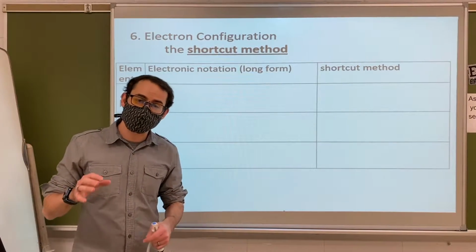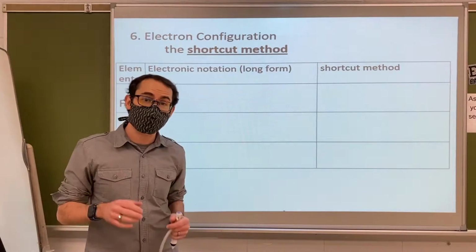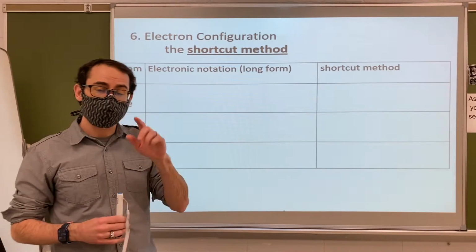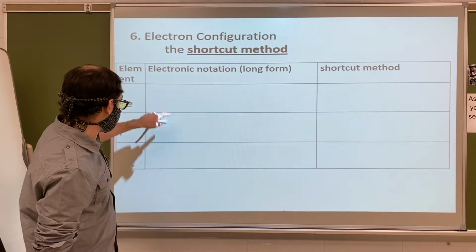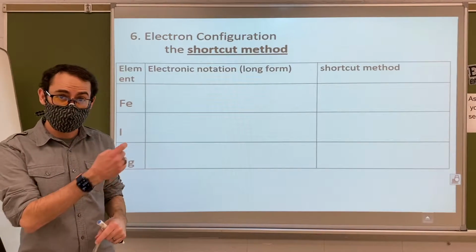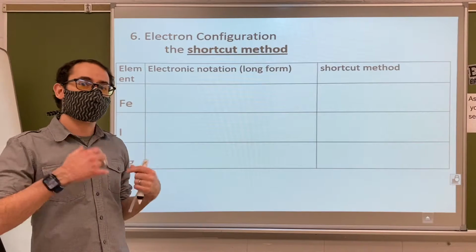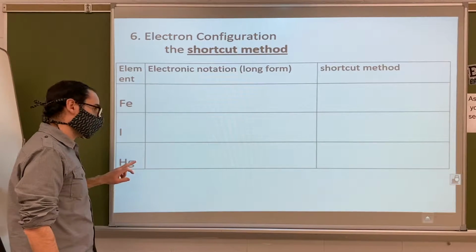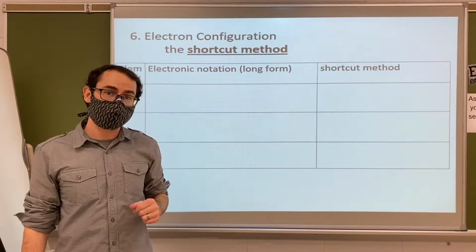As you saw from doing the last problem, these can take a long time. So there is a shortcut I'm going to show you how to do. Now, before I show you the shortcut, what I'd like you to do is pause this video, really pause it, and put in the long form electron configurations for these. That's what we've been doing, the 1s2, 2s2, 2p6. Go through it for iron, iodine, and mercury. Write the whole thing out, and then I'll show you the shortcut.